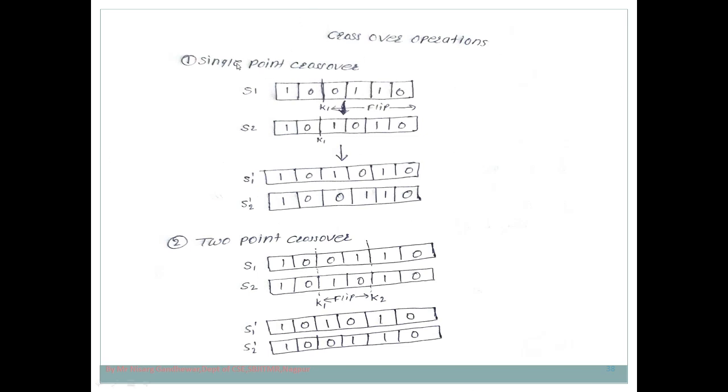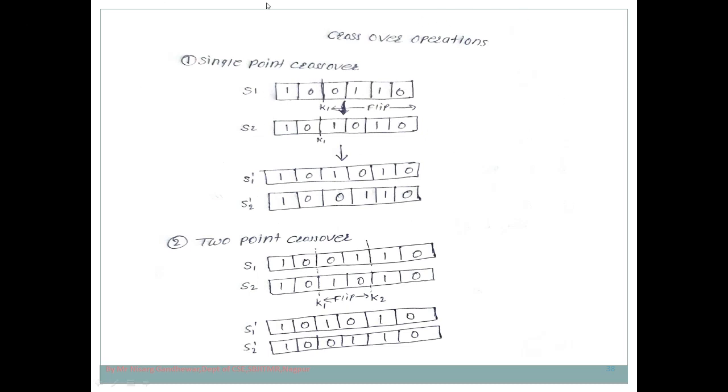Now in order to illustrate single point crossover, I will take a simple example. Here S1 is one individual and S2 is another individual, and S1 is represented by this binary genetic encoding: 101001110. This is the encoding used to represent individual S1. S2 is another individual. We can say that S1 and S2 are two parents.